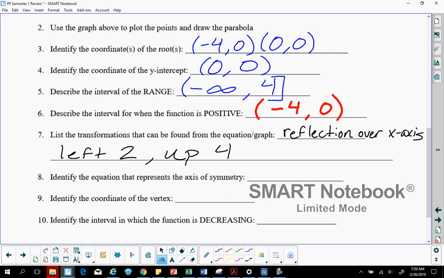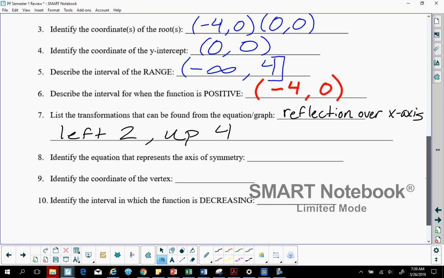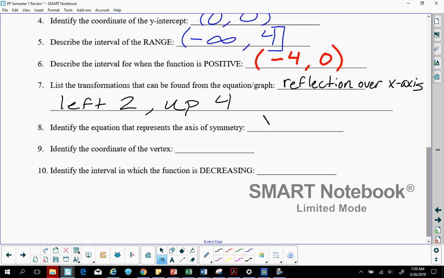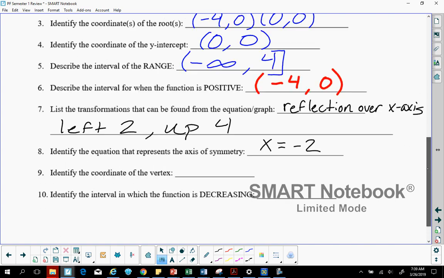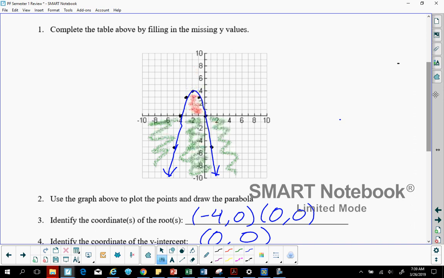So what equation would represent the axis of symmetry? X equals -2. How did you get that, Corey? It's the line that splits it down the middle. I always remember to do the line that splits it down the middle because it tells me what number. See how I cross out the number -2? I know that's the number that I need to use.